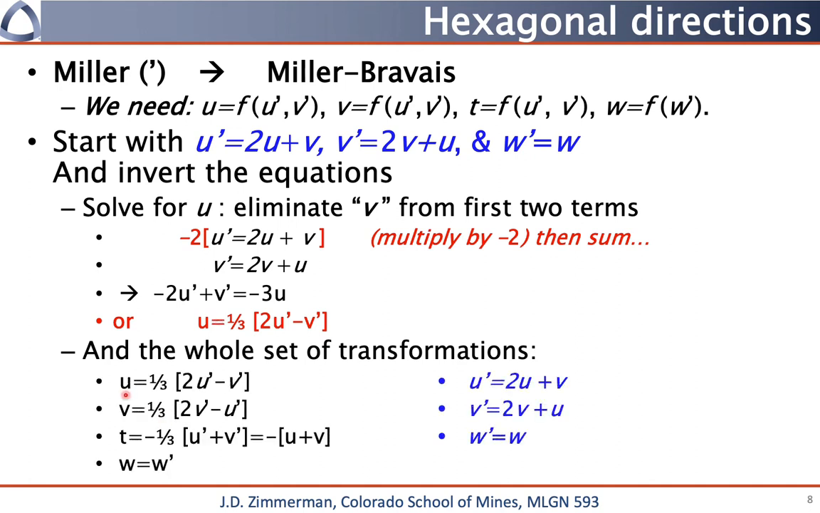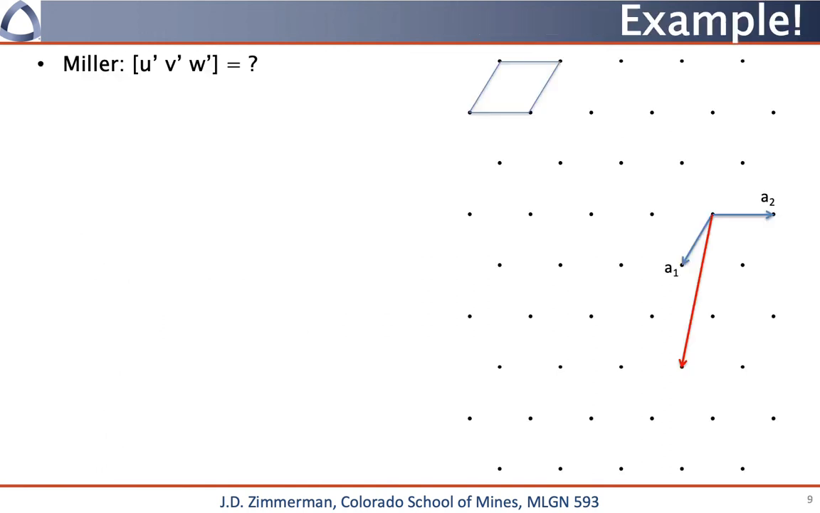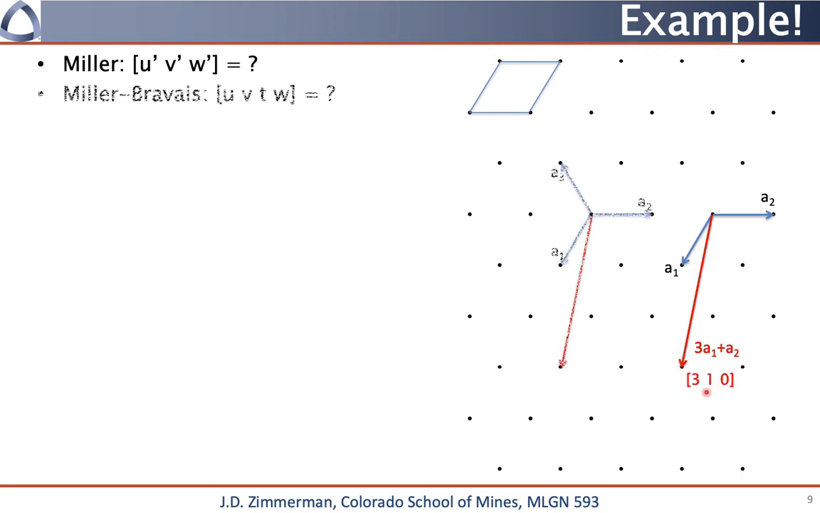And if you do this, you get the following relationships. This is our whole set of transformations. So let's do an example now. We have this red vector here, and if we're using Miller notation, we're going to use a1 and a2. To get this red vector, we go 1, 2, 3 in the a1 direction, and 1 in the a2 direction. So this gives us the 3, 1, 0 direction.